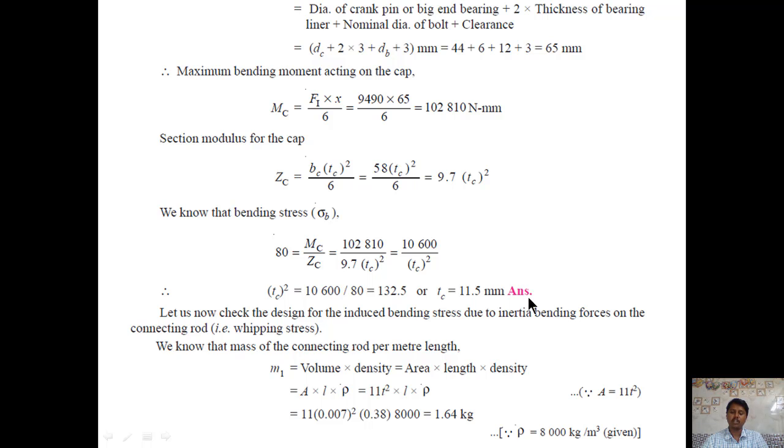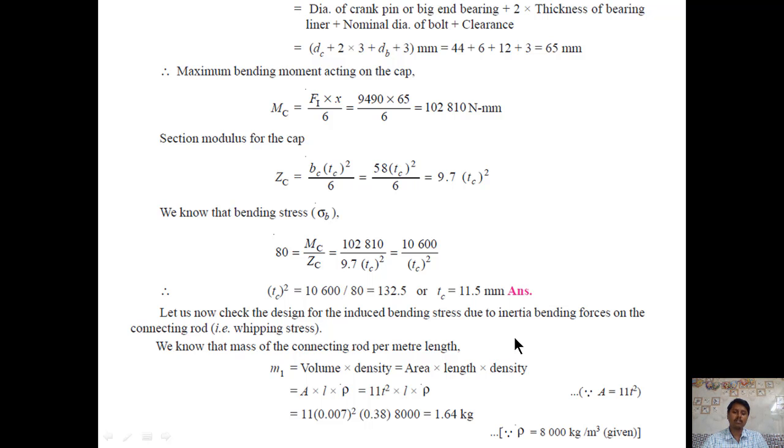Now, we have found all the dimensions, but we have to check whether the induced bending stress is less than the whipping stress or not, so that we can ensure our design is safe or not.